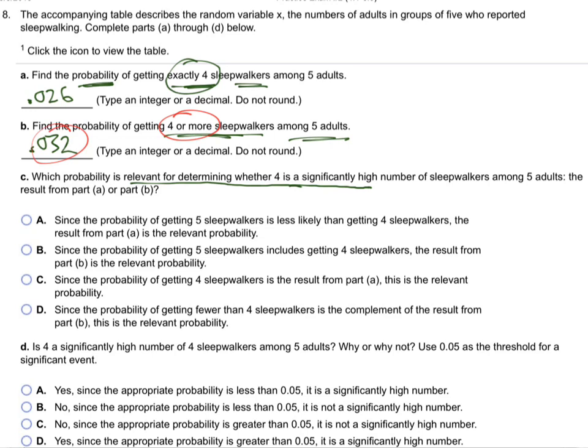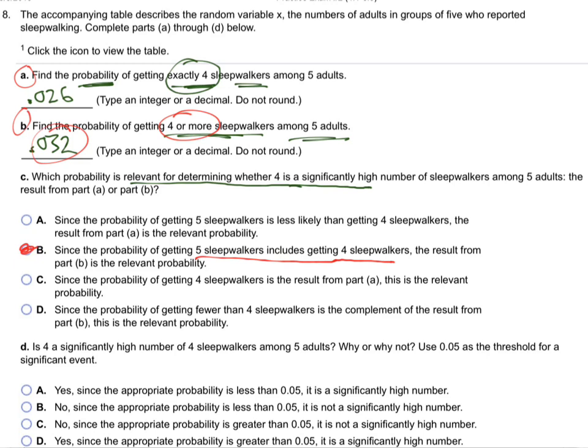Since the probability of getting 5 sleepwalkers includes getting 4 sleepwalkers. Okay, yeah, I guess that's it. I'm not going to put that question on the exam, to tell you the truth. That's kind of a weird question. A or B, though. I would give you A or B.